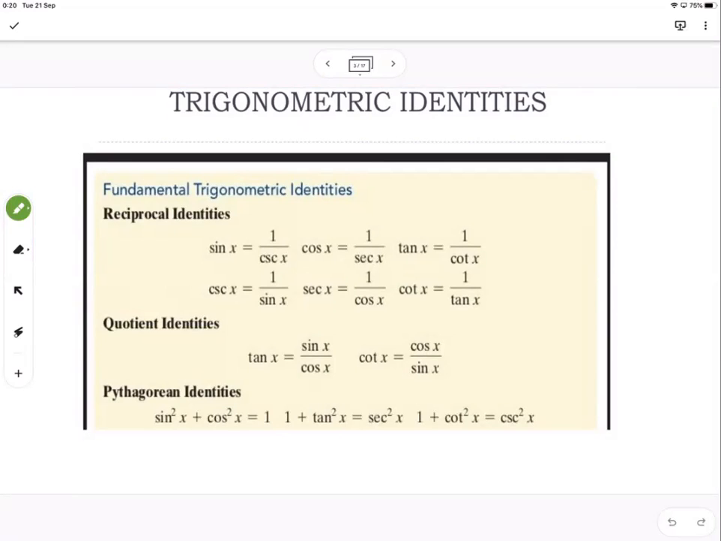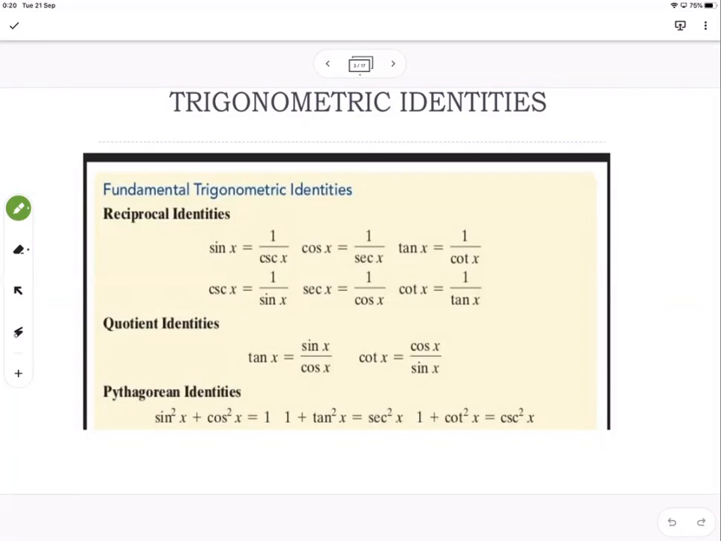Reciprocal identities, as the name says, these are the ones that refer to the reciprocal of the given trigonometric function. So sine of x is 1 over cosecant, because cosecant is the reciprocal of sine. Cosine of x is 1 over secant, because secant is the reciprocal of cosine. Tangent of x is equal to 1 over cotangent of x, because cotangent is the reciprocal of tangent, and the other way around. Cotangent is 1 over tangent, secant is 1 over cosine, and cosecant is 1 over sine.